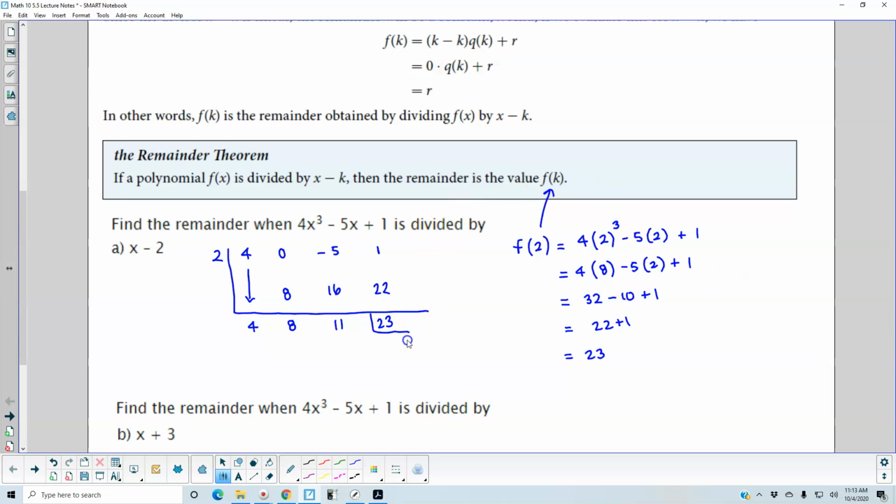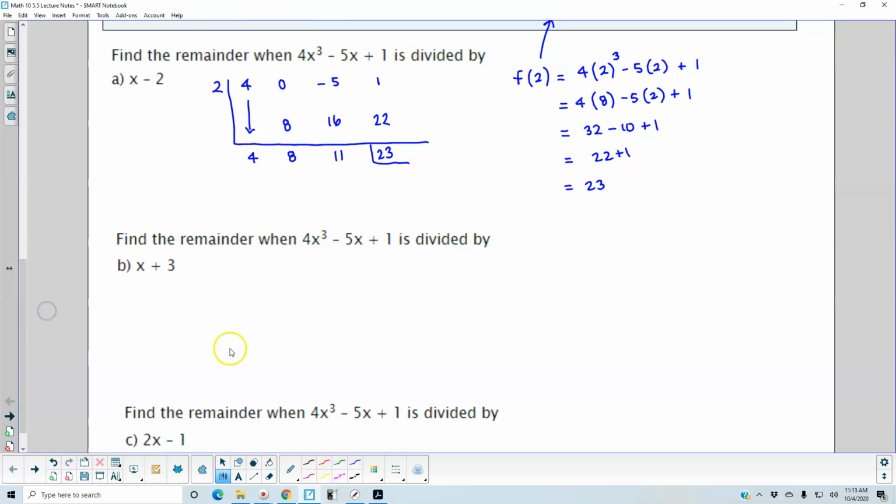Okay, so we can see here that the remainder, again, is another example. Here we have x plus 3, as we want to find out the remainder when we're dividing by x plus 3. Now keep in mind that this is the same thing as x minus -3 from our previous section. So k is going to equal -3. Then we're going to write the coefficients of our polynomial. So we have 4, the missing one is 0, -5, and then 1.